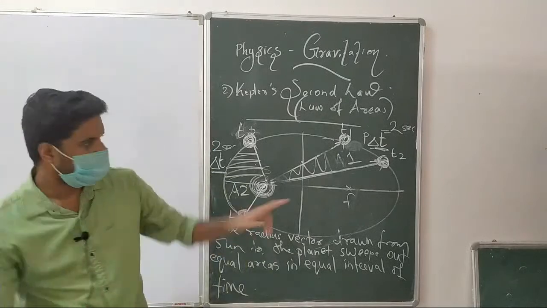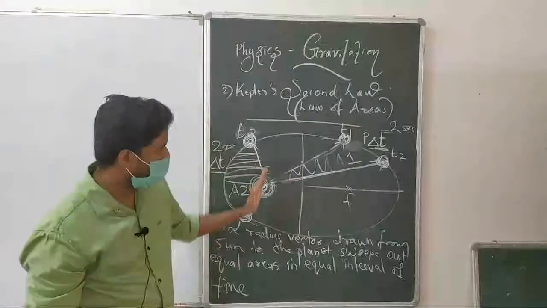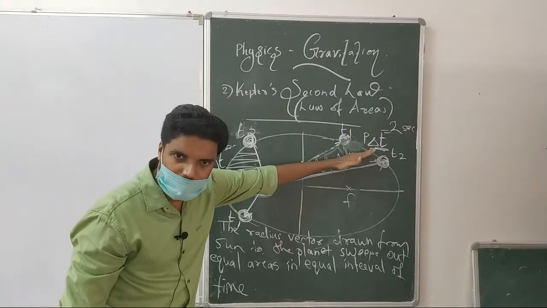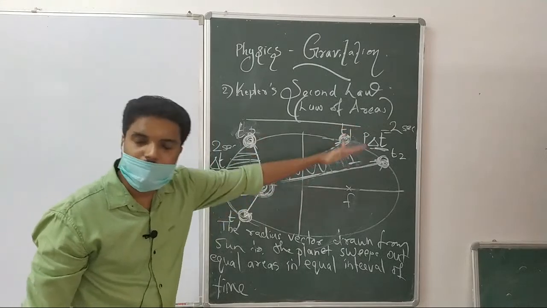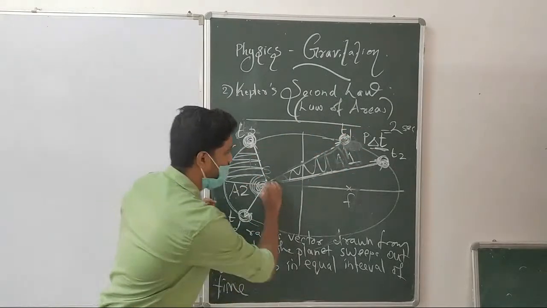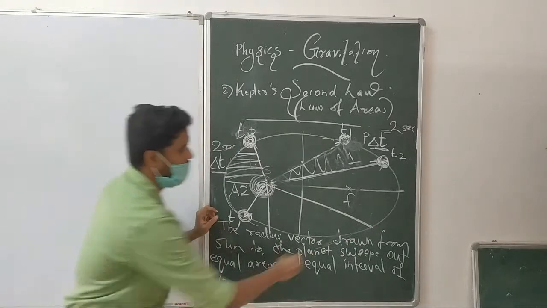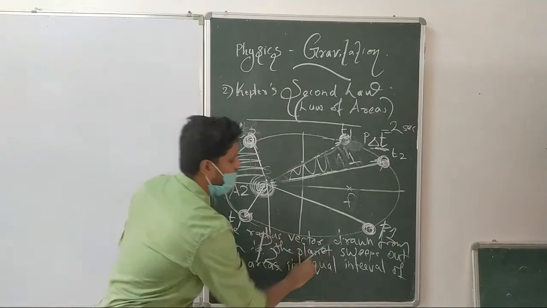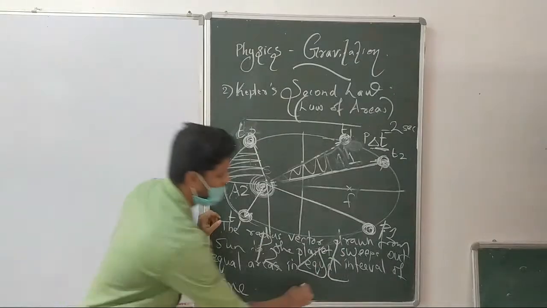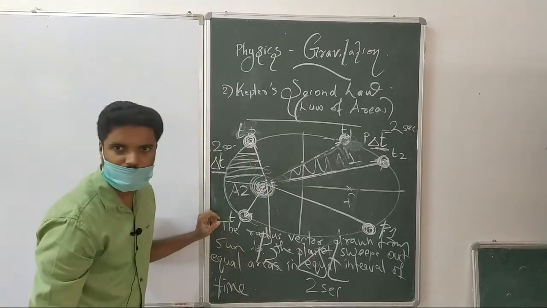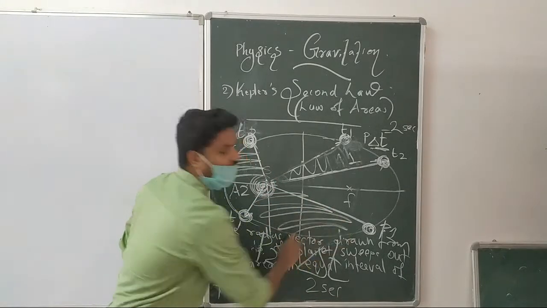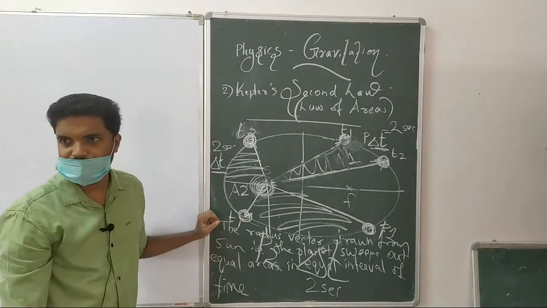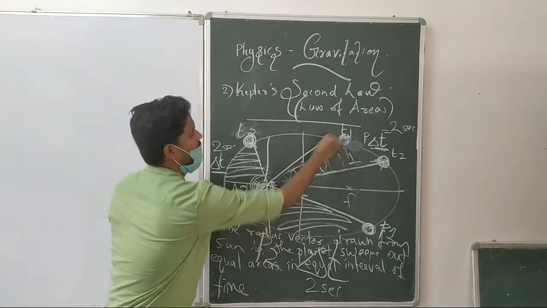Understood? So say the law once more. The radius vector, this is the radius vector, drawn from the sun to the planet sweeps out equal areas on both sides in equal intervals of time. I can draw here also, no problem. Here is the planet's first position, here is the planet's second position, same time interval. How much? 2 seconds. It was our time interval, no? So this area will also be equal. 1, 2, 3. These three areas will be the same. Understood?